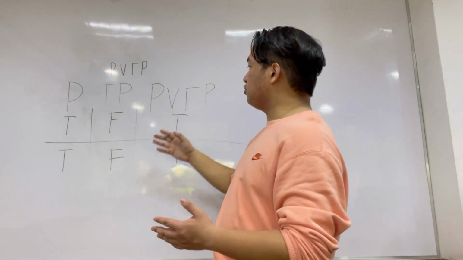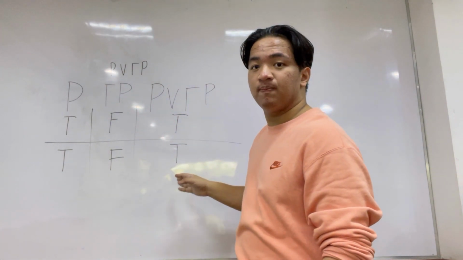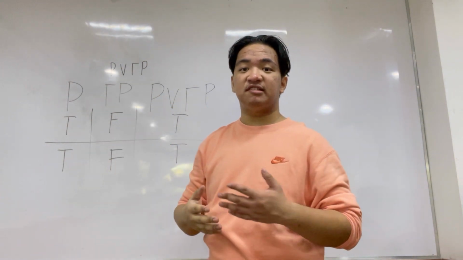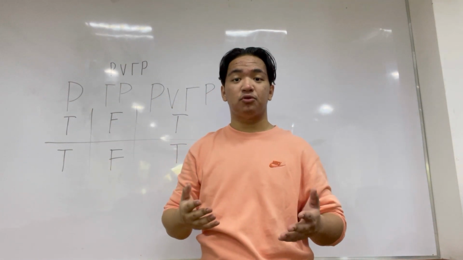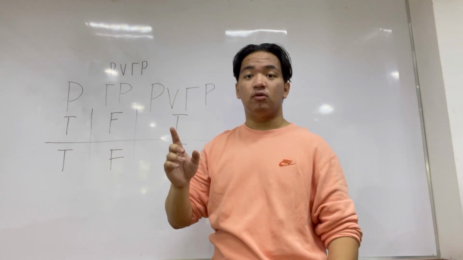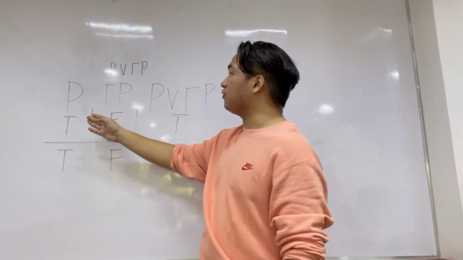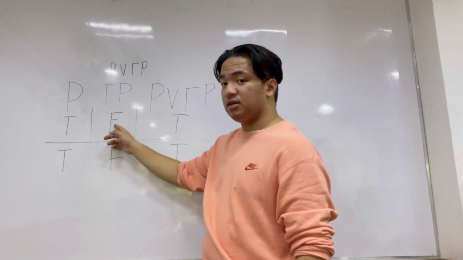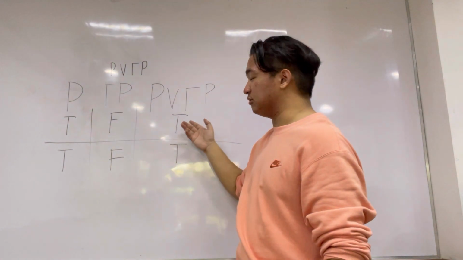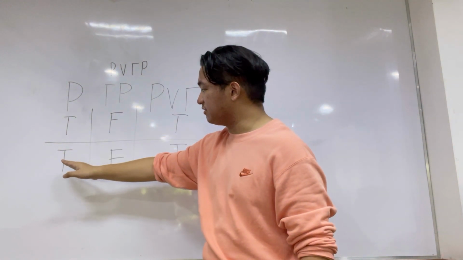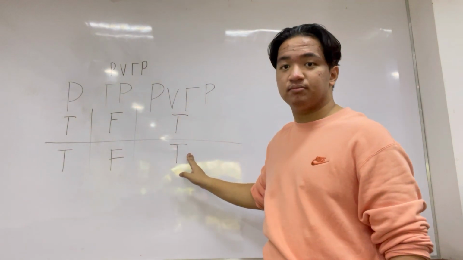Now, how did we get true? Well, this essentially means or. Or essentially states that for a statement to be true, it at least needs one true component, which as we know is P. Therefore, P or not P, or true or false, is still true because there is one true component, and this can be observed below.